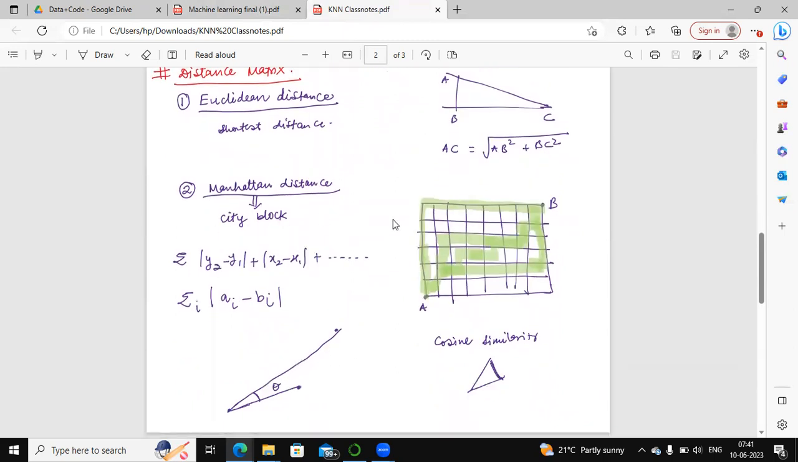So let's consider a city block. From A to B, if you want to consider the distance, you can go from here till here, or you can go from here and reach here, or you can go from here and take a left and reach here. So these are the various ways you can come from B to A. So calculate the distance from B to A. These are the various measures.